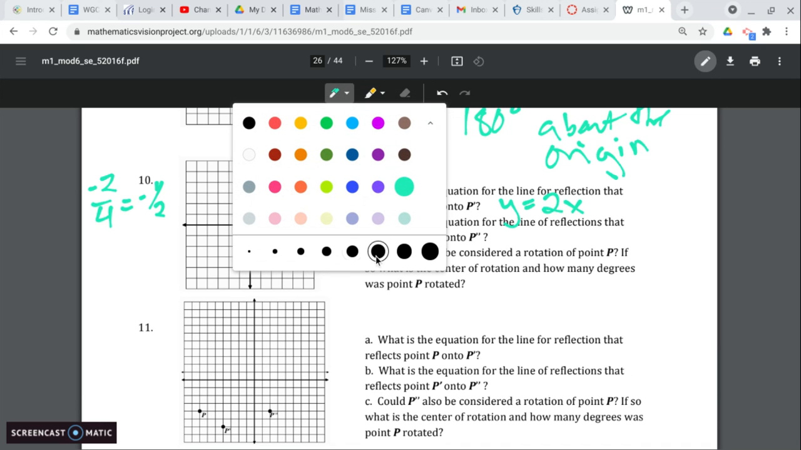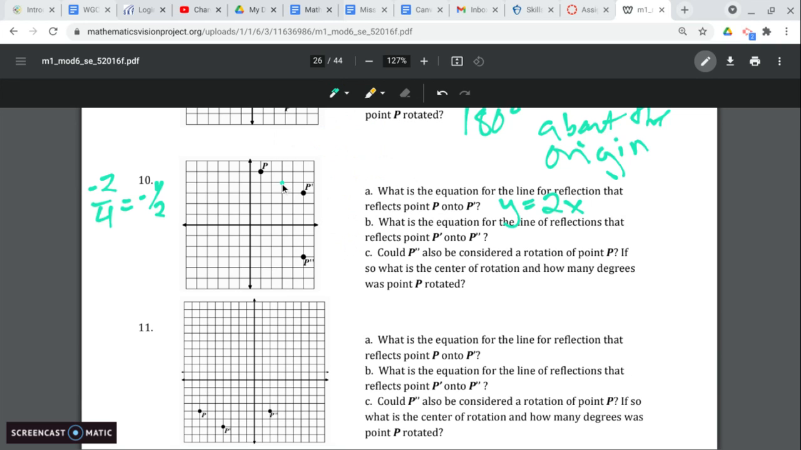Make that bigger. It's easier to see. And so then go up 2 over 1. This is our line of reflection that I'm drawing in right here. And so we extend it out so we can see what the y-intercept would be. And it looks like the y-intercept is going to be at -2. So the equation for the line of reflection would be y equals 2x minus 2.